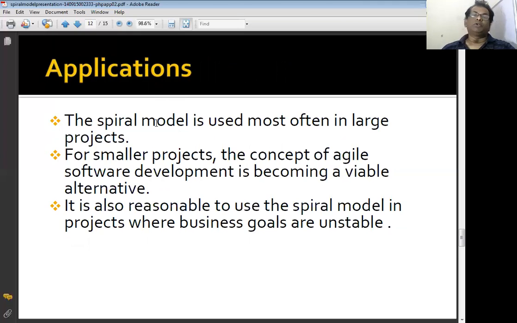The spiral model is used most often in a large project because correction is possible. Many possibilities are there. For a smaller project, the concept of agile software development is becoming a viable alternative, while it is also reasonable to use the spiral model in projects where the business goals are unstable. Unpredictable business, unpredictable chances, unpredictable goals, everything is unpredictable. So why should you go for a system which is more hazardous? You go for a system which is safer and more applicable.